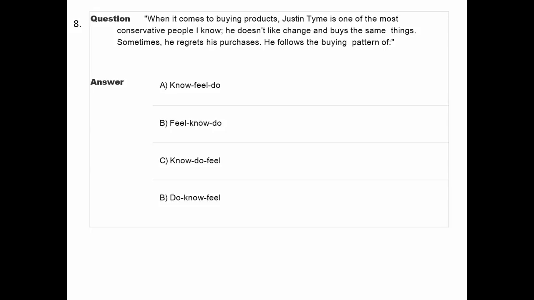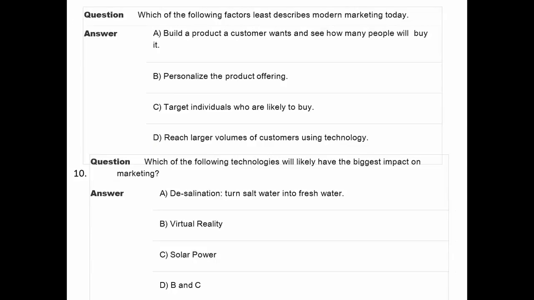So after actually making the purchase, then you see what you feel. So the answer is no, do feel. Which of the following factors least describes modern marketing today?